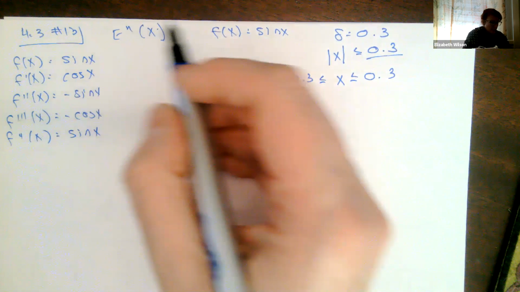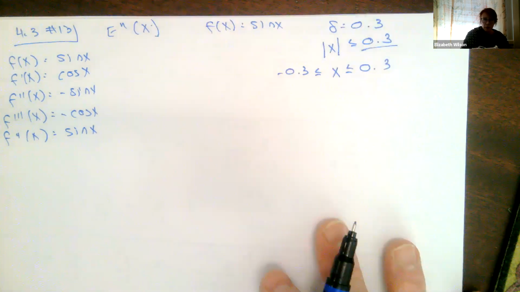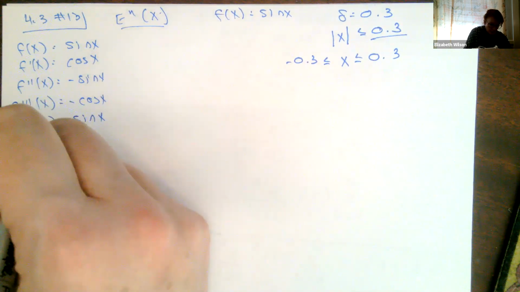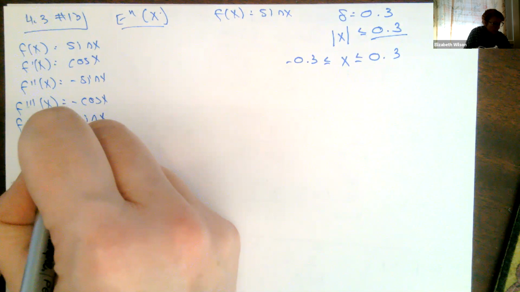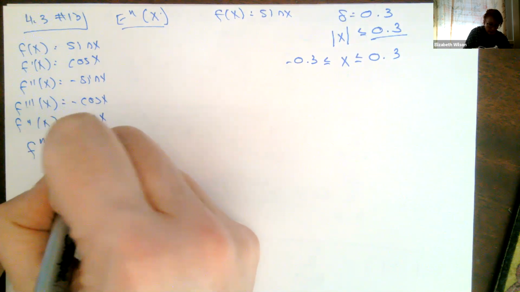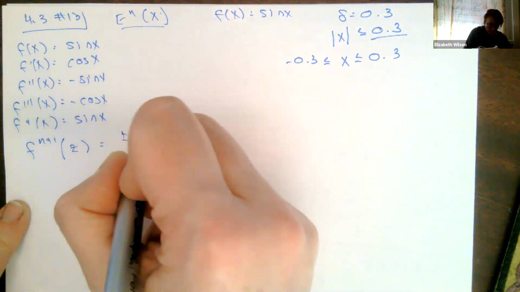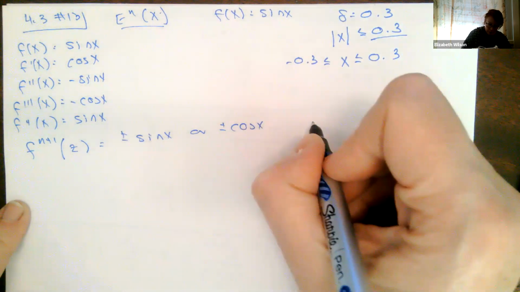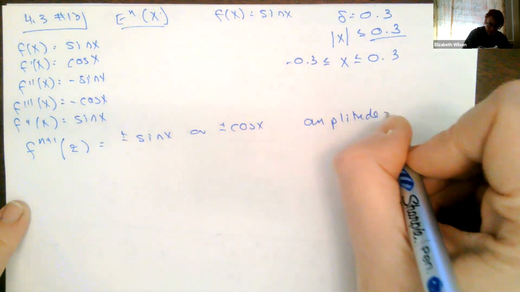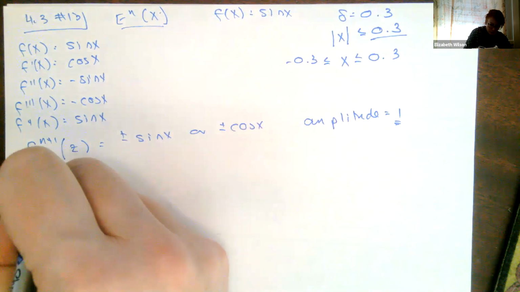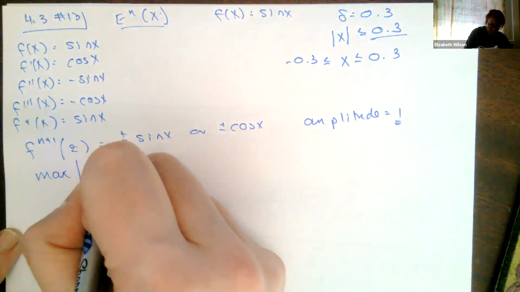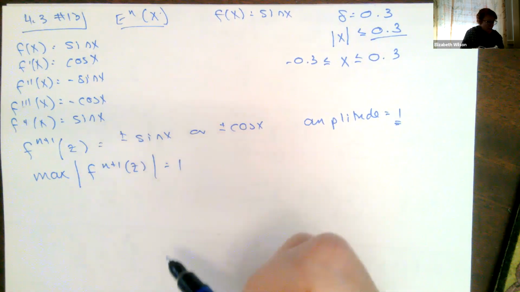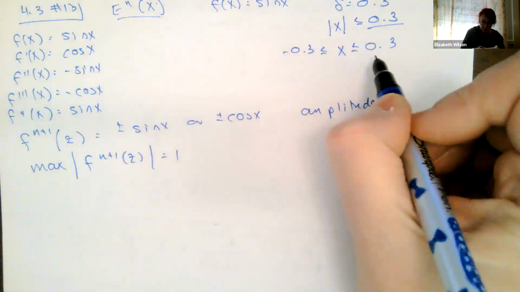Okay, and I'm not evaluating them because they didn't ask me to come up with the Maclaurin polynomial for it. They just said, what's the error? So when I go to my f of n plus first derivative at z, this is plus or minus sine of x or plus or minus cosine of x. The amplitude is equal to 1, so this is my maximum. Because that's the amplitude of my sine or cosine functions. Okay, so x is less than or equal to 3.